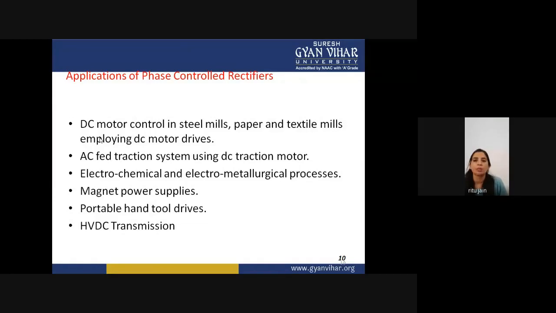DC motor control in steel mills, paper, and textile mills employing DC motor drives, AC traction systems using DC traction motors, electrochemical and electrometallurgical processes, magnet power supplies, portable hand tool drives, and HVDC transmission. So these are very vast fields where you can use the phase controlled rectifier, and these are very important applications in this technical world.